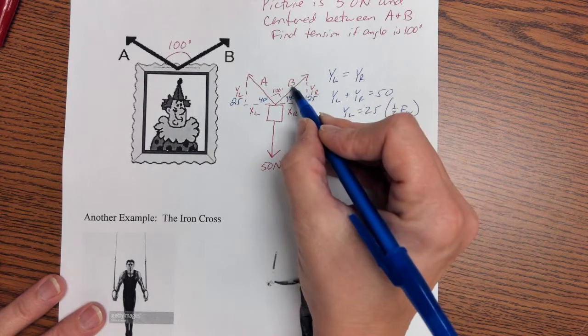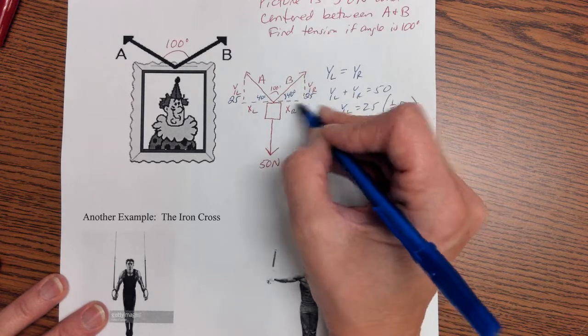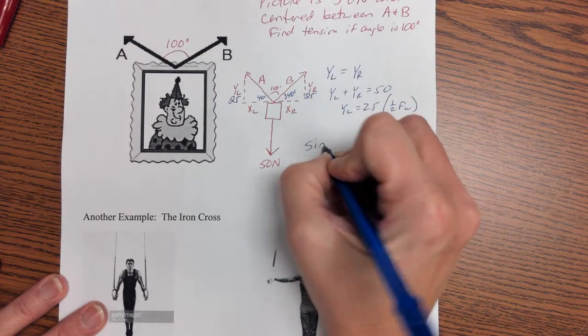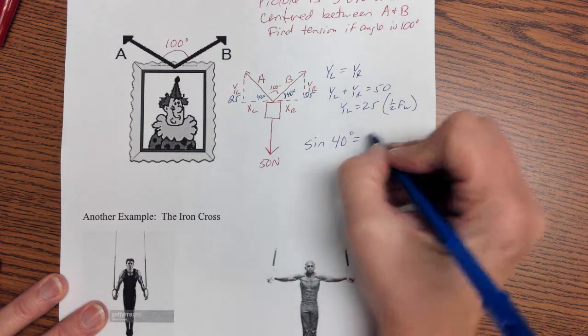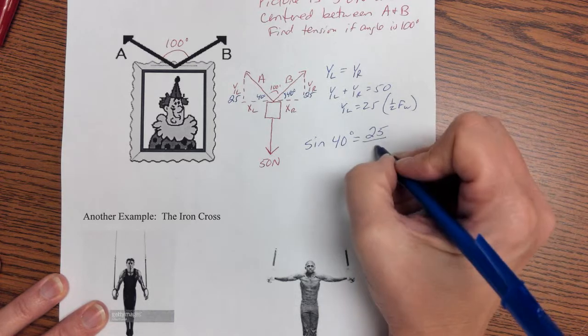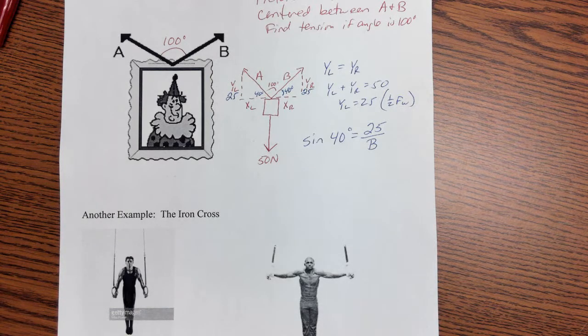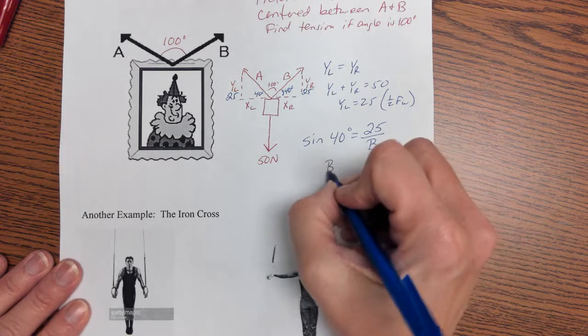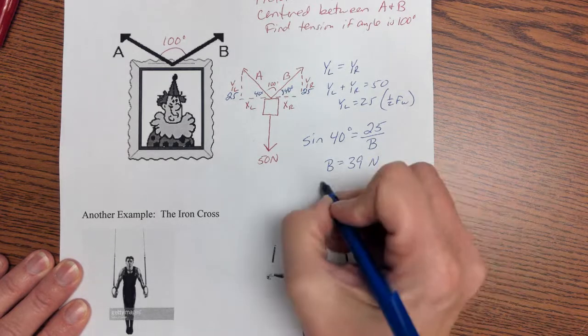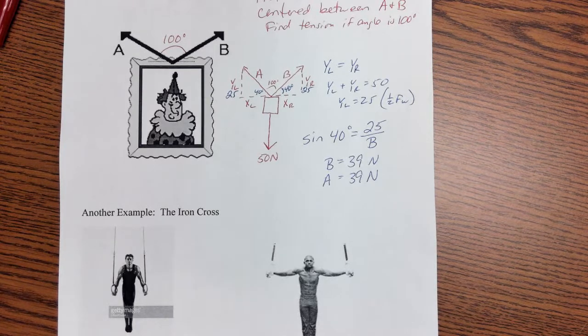Now we know enough to find the tension on both sides because the tension in A is the same as the tension on B. So I'm going to work on my right-hand side. Sine of 40 degrees is 25 over the tension on side B. I'm just using a B for that. So plug that in. 25 divided by sine of 40 is about 39 newtons. And that means the tension on side A is also 39 newtons. It's not that bad, is it?